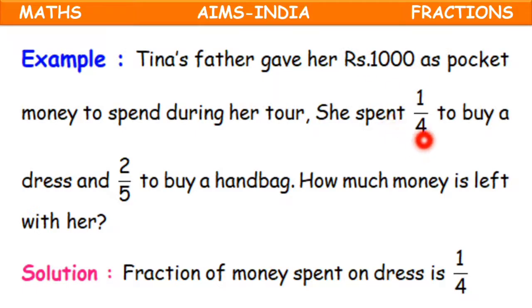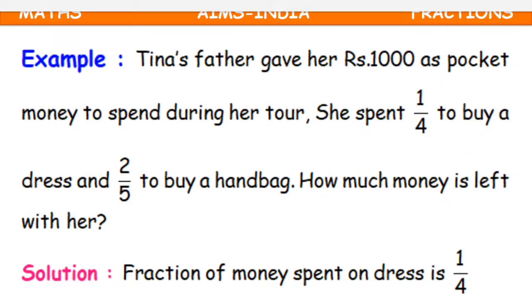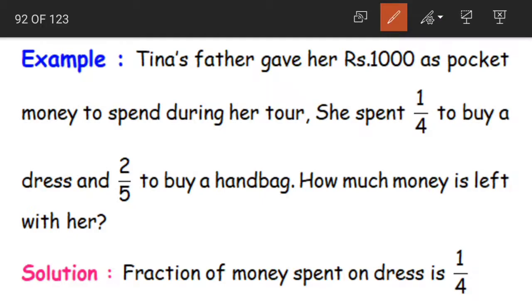From this 1000, she spent 1 by 4 of the money to buy a dress for her. And then again from this 1000, she spent 2 by 5 of the money to buy a handbag for her. Now we have to find out after spending. What should we find out?